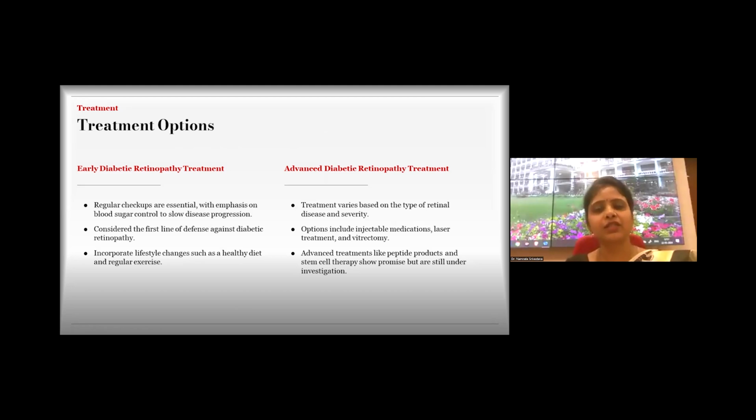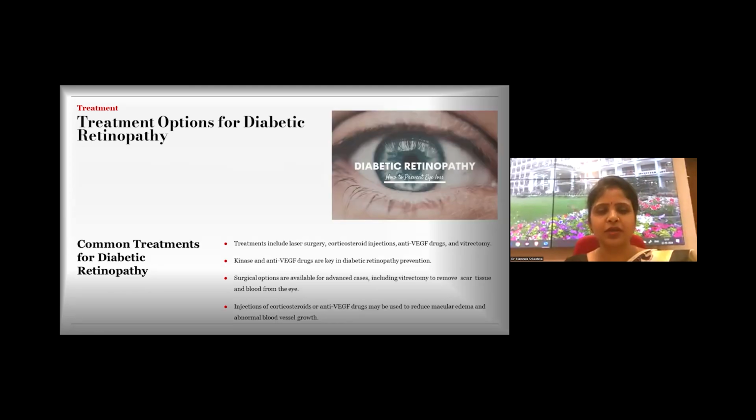Options include injectable medications, treatment, vitrectomy as another process besides the injectable process, and advanced treatment like peptide products and stem cell therapy, which show promise but are still under investigation. So common treatments for diabetic retinopathy: first one includes laser surgery, corticosteroid injections, anti-VEGF drugs, and vitrectomy. Second, kinase and anti-VEGF drugs are the key response in diabetic retinopathy prevention.